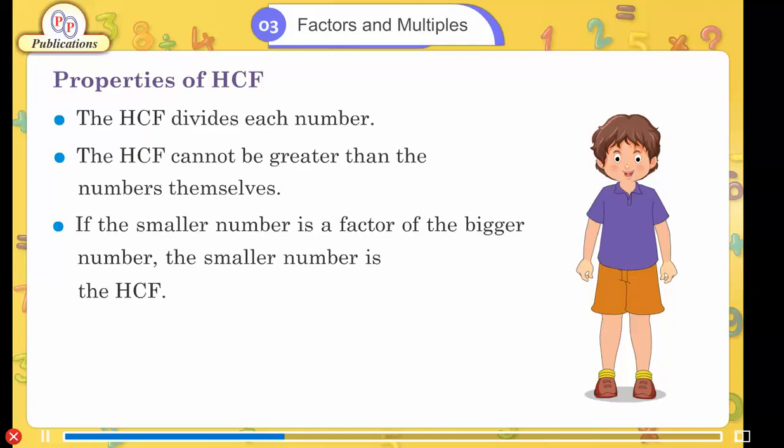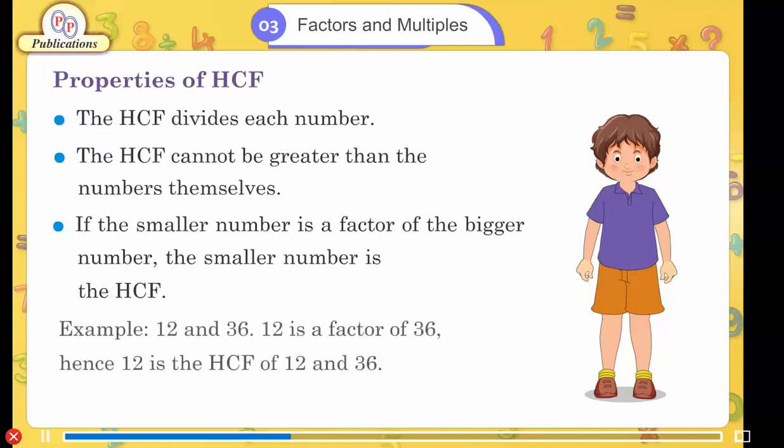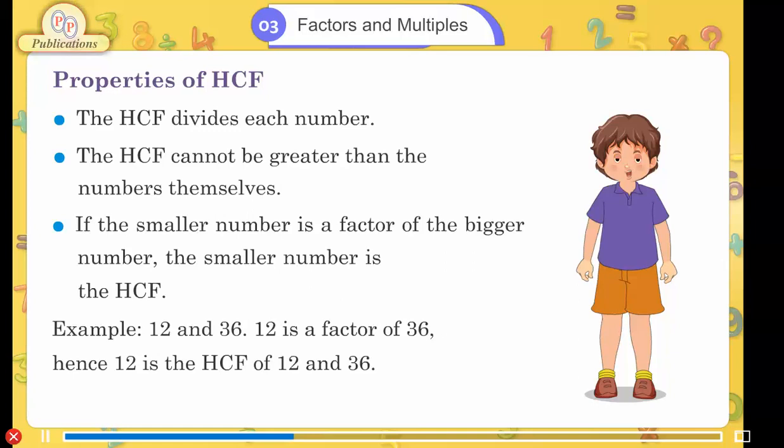If the smaller number is a factor of the bigger number, the smaller number is the HCF. Example, 12 and 36. 12 is a factor of 36. Hence, 12 is the HCF of 12 and 36.